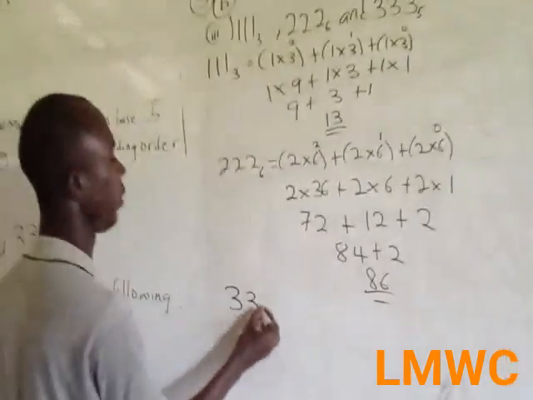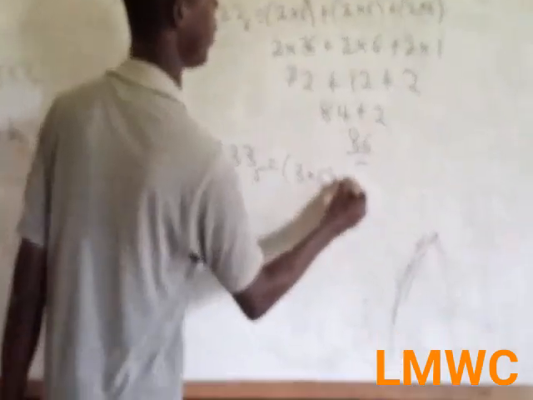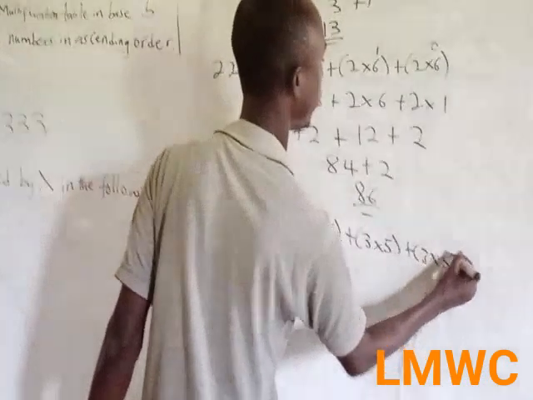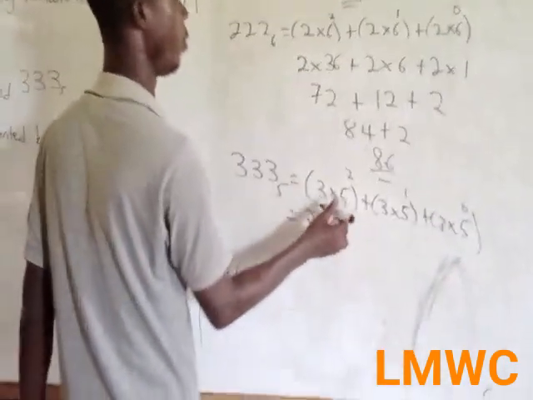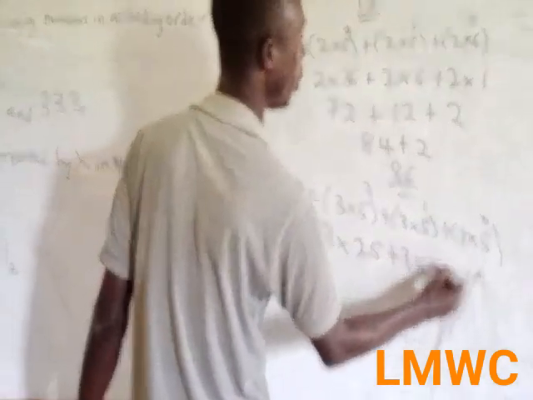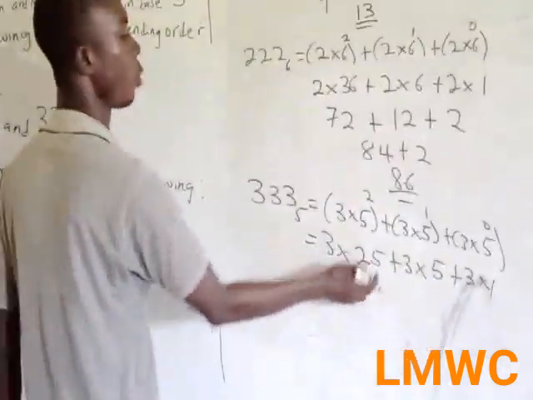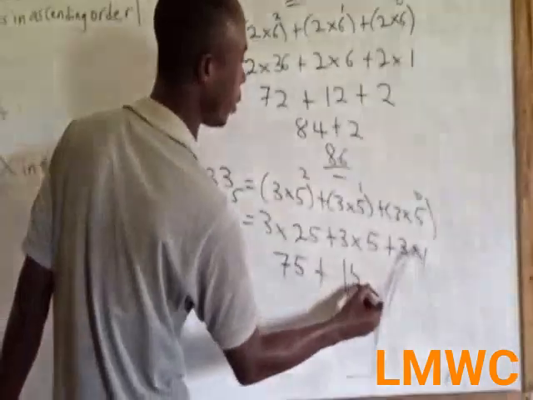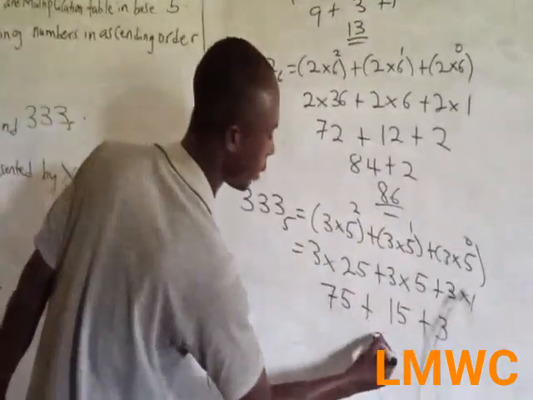Now, 3, 3, 3 is base 5. So it's 3 times 5 plus 3 times 5 plus 3 times 5, with powers 0, 1, 2. So 3 times 5 raised to the power 2 is 25, plus 5 raised to the power 1 is 5, plus 3 times 1. 3 times 25 is 75, plus 3 times 5 is 15, plus 3. This plus this is 90, plus 3 is 93.